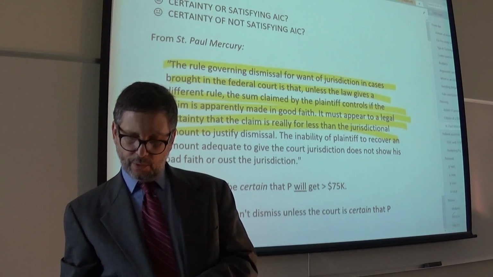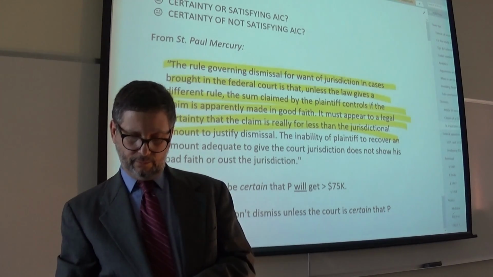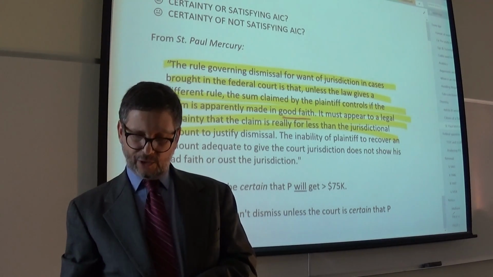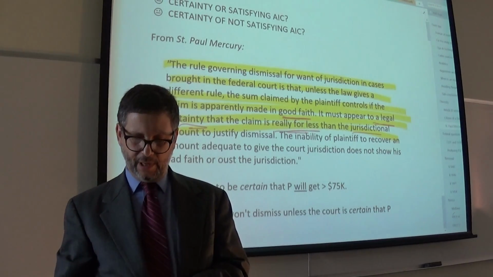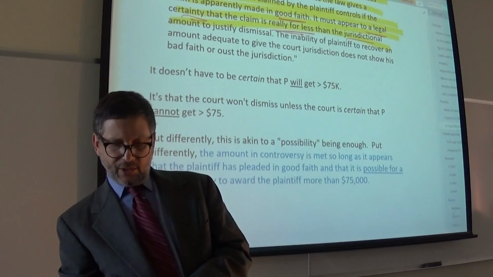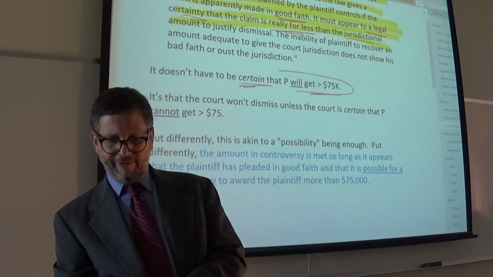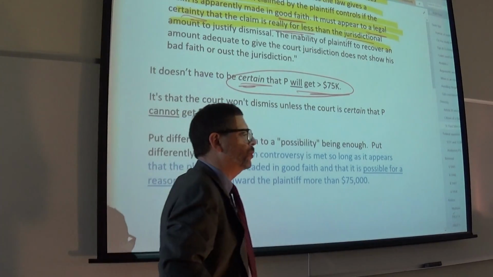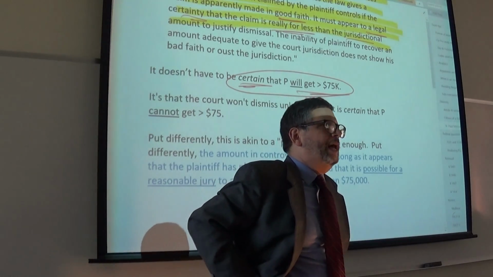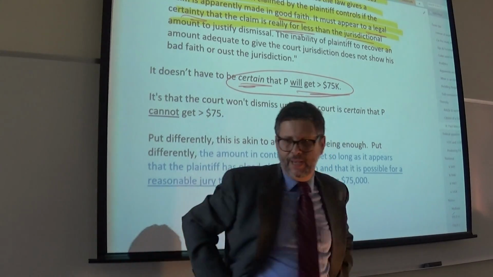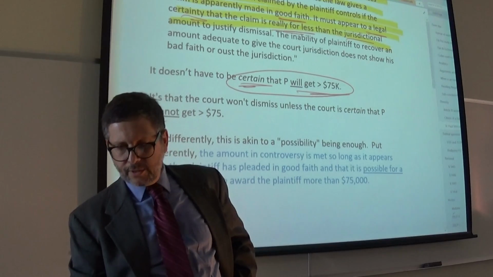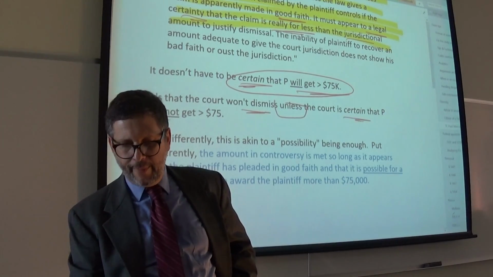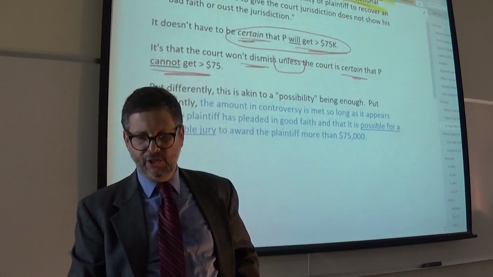Good faith controls unless we have legal certainty the claim is really for less than the jurisdictional amount. Okay? It doesn't have to be certain the P will get over 75K. A lot of people get that rule wrong in essays. They think, oh, we've got to be certain we'll be over 75K. Instead, the court won't dismiss unless the court is certain the P cannot get more than 75K.